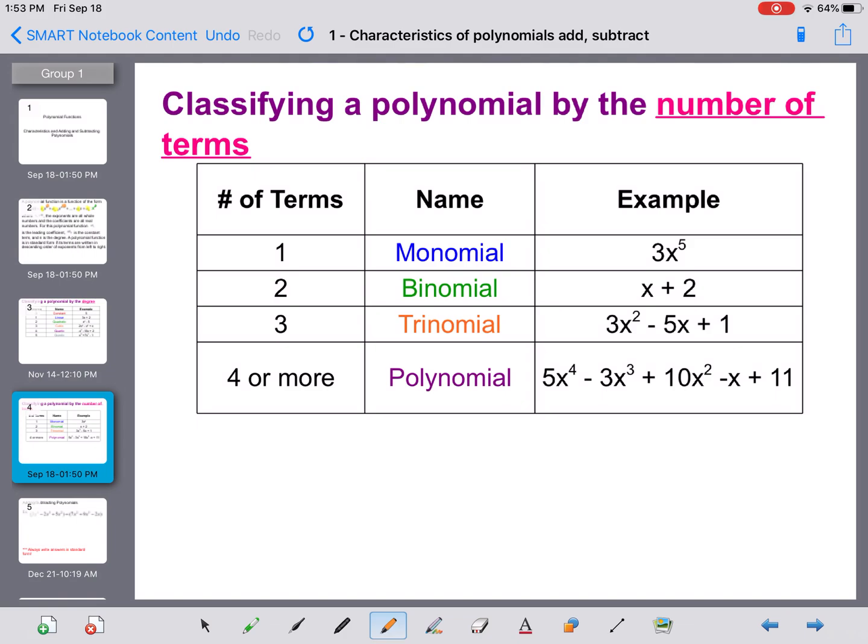Classifying by number of terms. So we talk about these specifically in 1, 2, and 3 terms. A polynomial of 1 term we call a monomial. A polynomial of 2 terms we call a binomial. 3 terms, a trinomial. And then anything above that we're going to call a polynomial. So if you have 4, 5, 6, 7, 8 terms, we will call that a polynomial. Mathematicians just got kind of lazy. We specifically talk about monomial, binomial, and trinomial just because they have some characteristics that we study quite a bit.